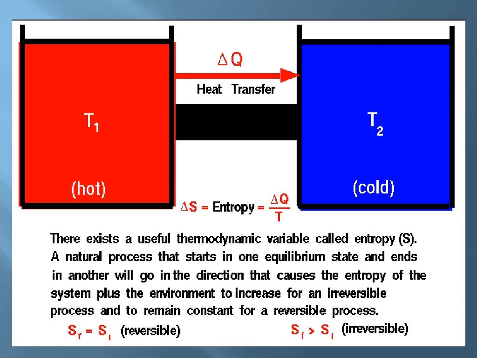A natural process that starts in one equilibrium state and ends in another will go in the direction that causes the entropy of the system plus the environment to increase for an irreversible process and to remain constant for a reversible process. You can see the reversible process and irreversible process. So the entropy of final is equal to entropy of initial in a reversible process, and in an irreversible process entropy of final is greater than entropy of initial. So this is the second law of thermodynamics.